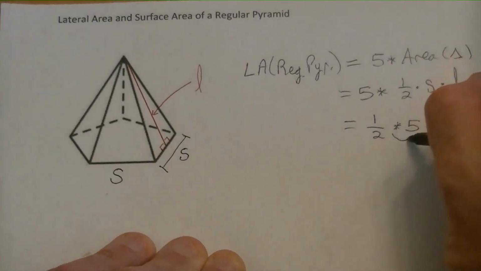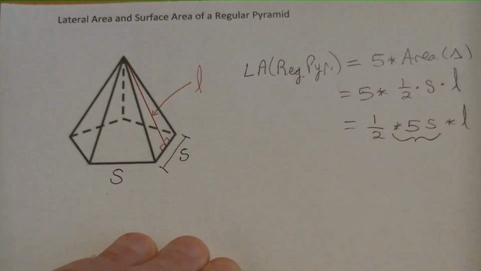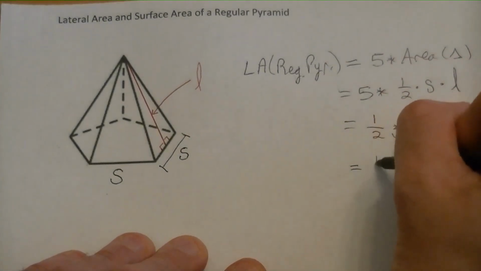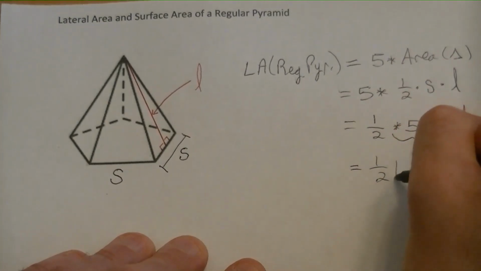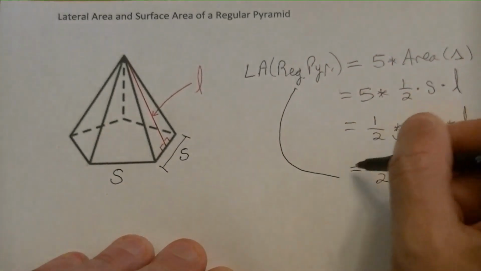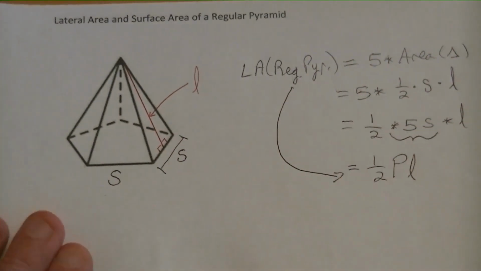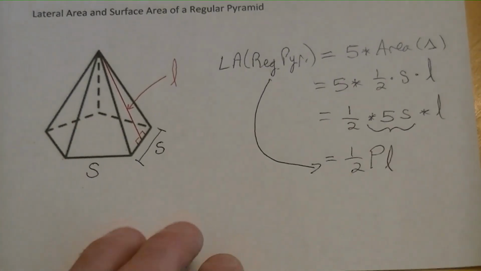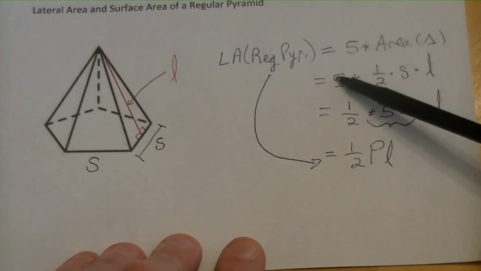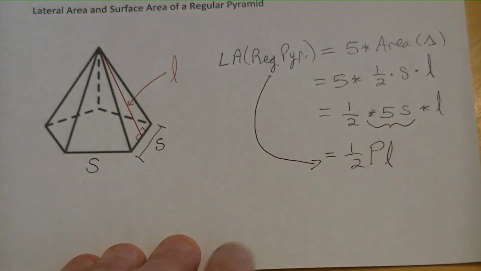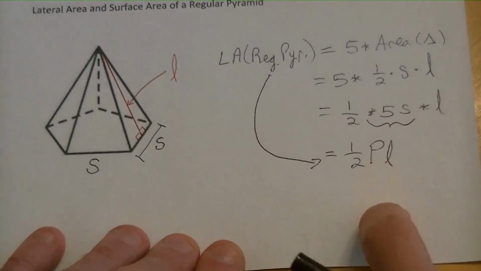I did that because 5 times S tells me something about that pentagon. If every side is S and I multiply by 5, that's the perimeter. So 1/2 times the perimeter times the slant height is how we get the lateral area of any regular pyramid. If it was a regular octagon, the only difference is there would have been 8 triangles. That would have been an 8, that would have been an 8. 8 times S would have been the perimeter of that regular octagon. So this is for any regular pyramid's lateral area.